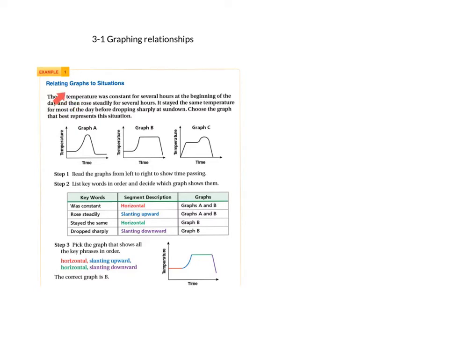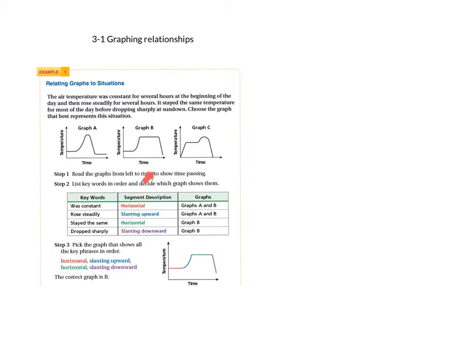So you'll be given a word problem such as: the air temperature was constant for several hours at the beginning of the day and then rose steadily for several hours. It stayed the same temperature for most of the day before dropping sharply at sundown. So we're trying to figure out which graph represents this situation. And here's some key words that you can use when looking at a graph. You read the word problem, you find these keywords, and then you can see if the graph matches what's written here.